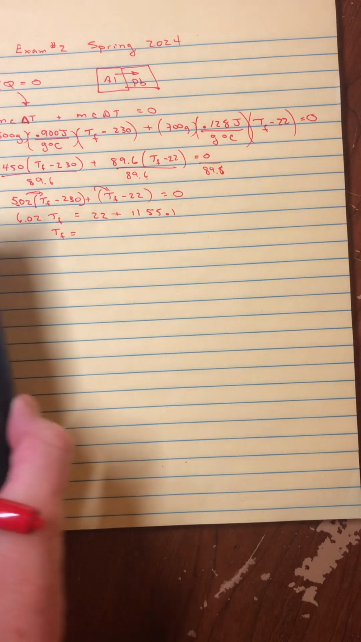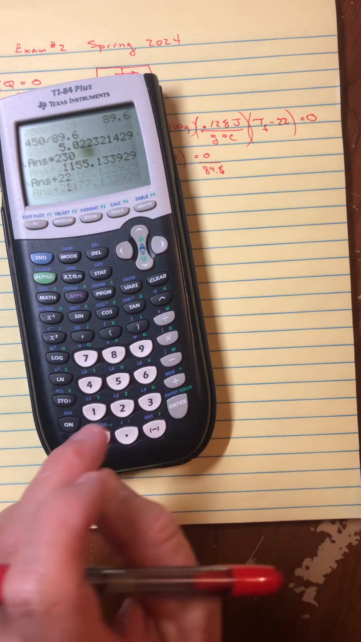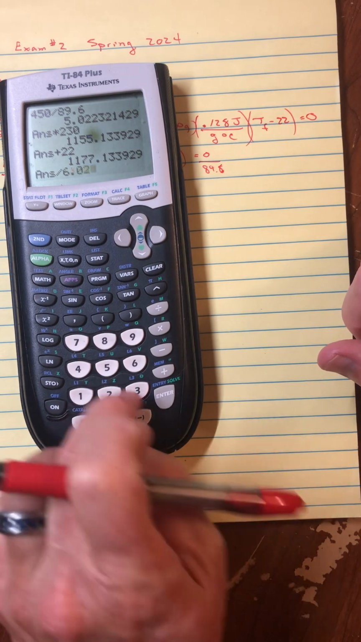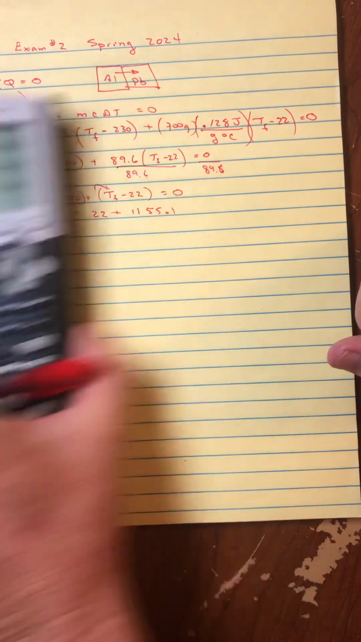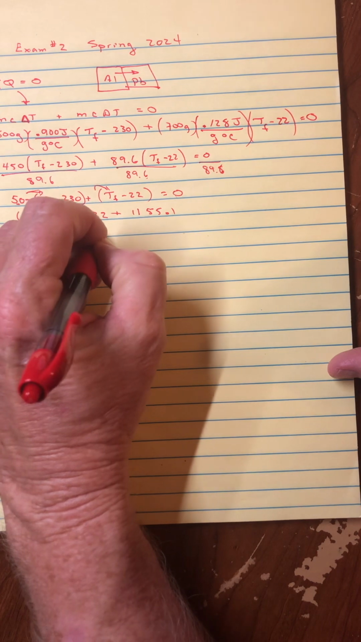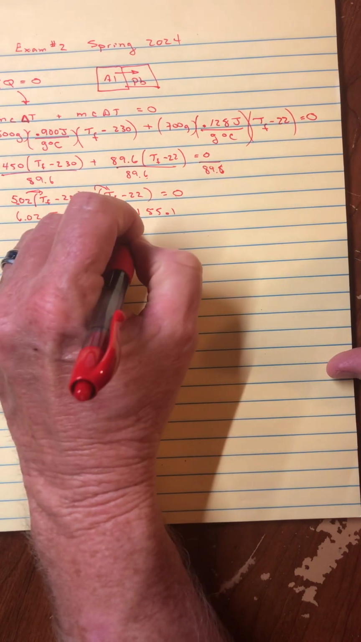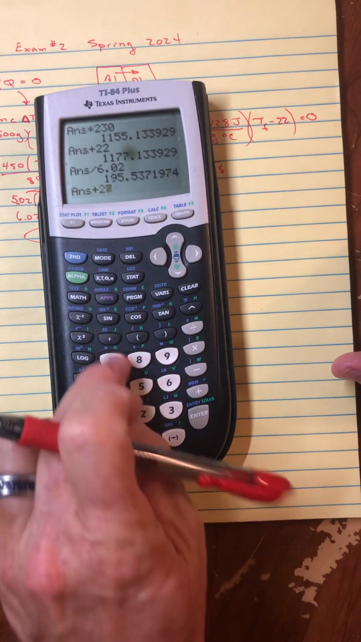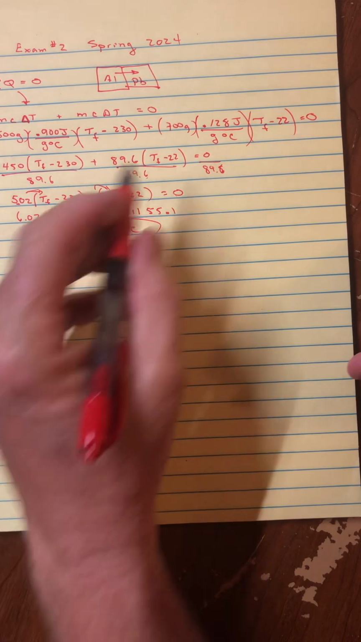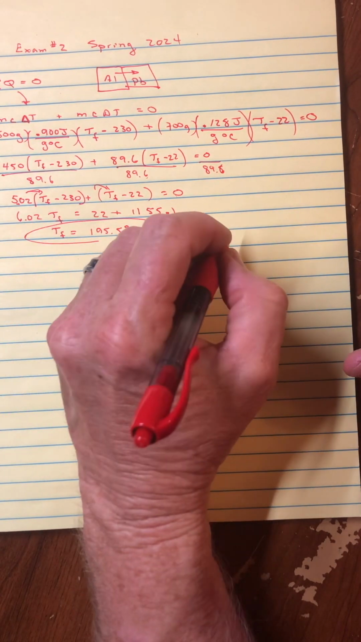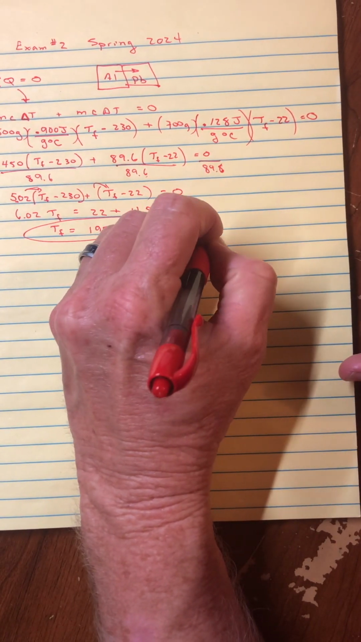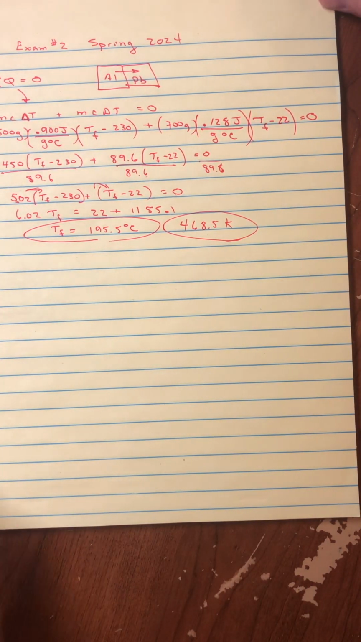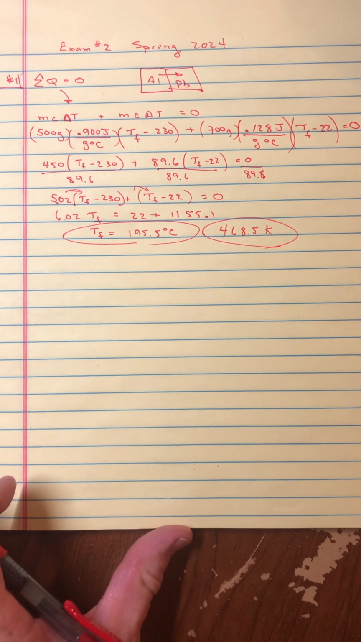And so this gives me a final temperature. So I'll add the 22. Adding the 22 and dividing it by the 6.02 gives me 195.5 degrees Celsius. Had I done it in Kelvin, I guess I would have gotten 468.5 Kelvin. And so either one of those is equally valid. I won't stress over one or the other.